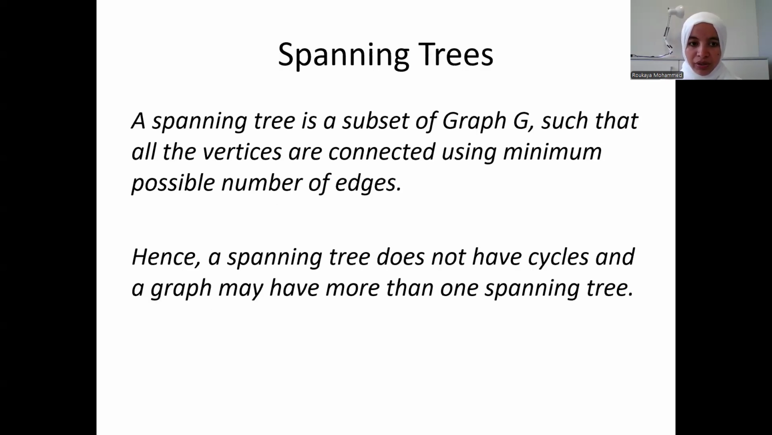Let's go over spanning tree. A spanning tree is a subset of graph G such that all the vertices are connected using the minimum possible number of edges. So in simple words, we have a graph, and we try to remove some edges from it to get a tree of the same graph, same vertices and everything, so it's all connected, but with fewer edges. Hence, a spanning tree doesn't have cycles, and a graph may have more than one spanning tree.